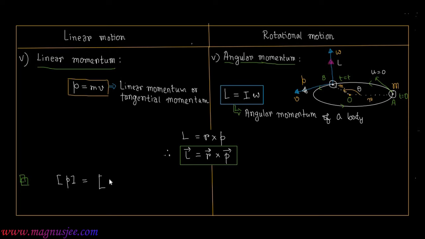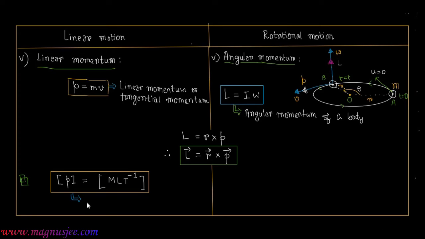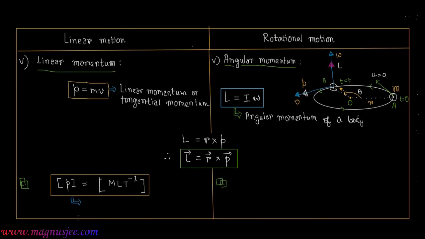Dimension of linear momentum P is equal to M L T to the power minus 1, which is the dimensional formula of linear momentum.